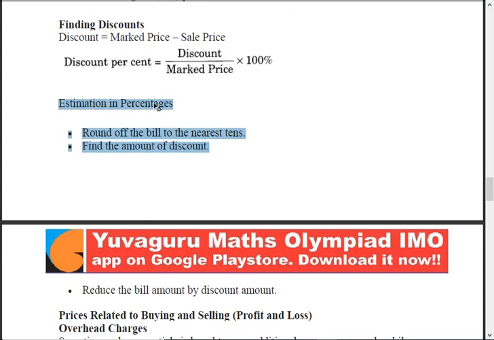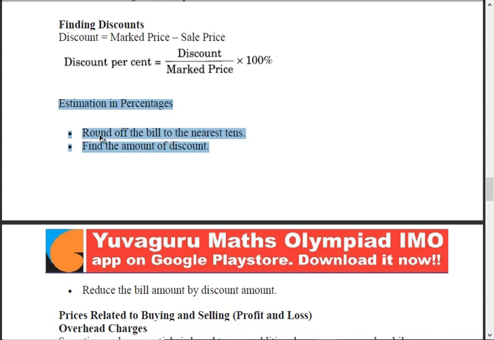Estimating percentages means estimation in percentages. Estimation means rounding it off. Suppose I tell you, what is 7 upon 15? It is a bit difficult to find, but if you round off 15 to the nearest convenient number, that is 14, then it becomes 7 upon 14, which is 50%. So that is estimation, rounding it off so that we find it easier using thumb rules.